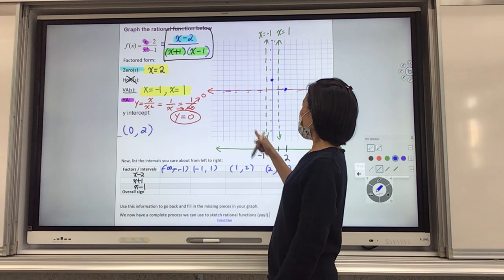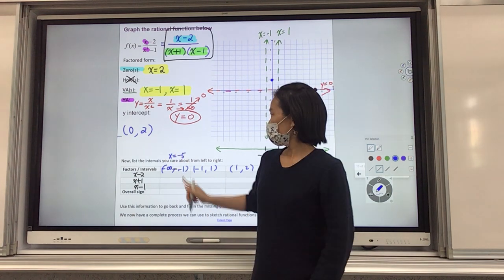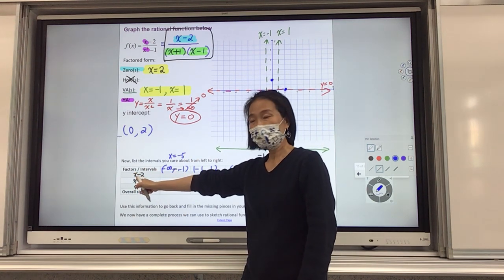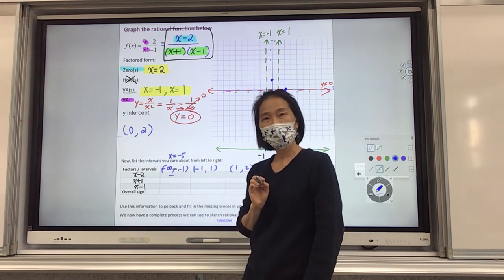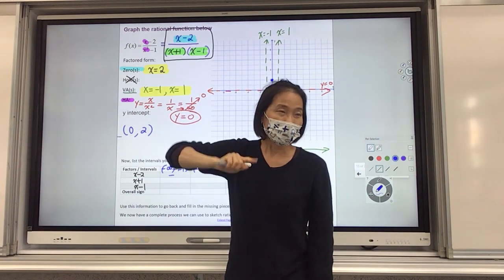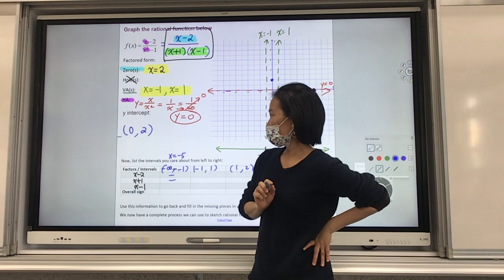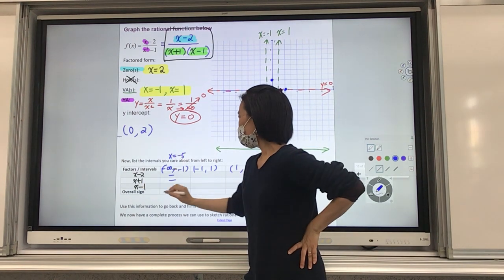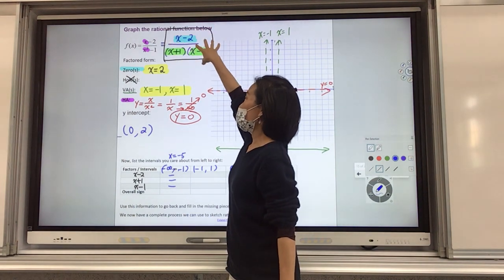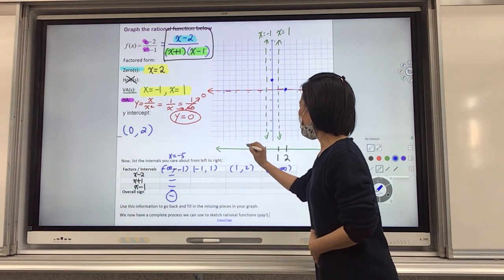Negative infinity to -1. Can I just choose x equals -5? Put that into this factor. -5 minus 2 is negative, right? I don't need to find the value. -5 plus 1, still negative. -5 minus 1, negative. Negative times negative times negative is negative. This interval is negative.